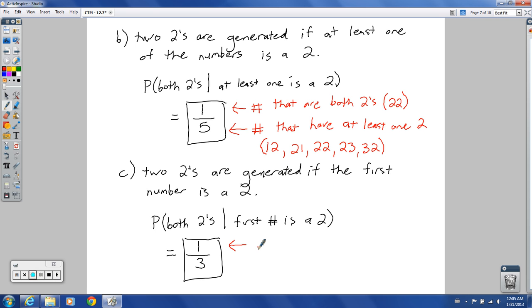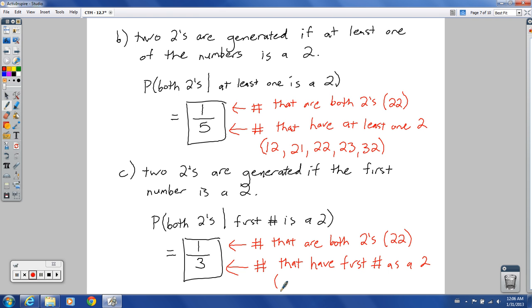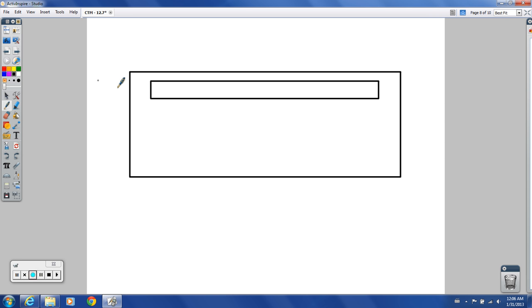So this number up here is the number that are both 2s. That didn't change from before. So the number that are both 2s, let's keep that in a different color here, the 2 and the 2. And then this number down here is going to be the number that have the first number as a 2. And those sample points were 2,1, 2,2, and 2,3. Okay, from there is a formula.